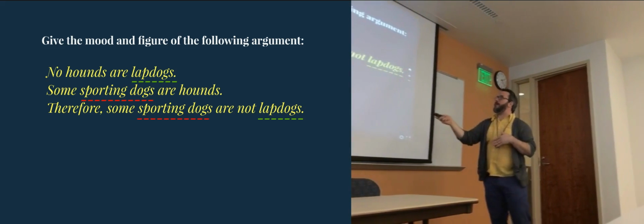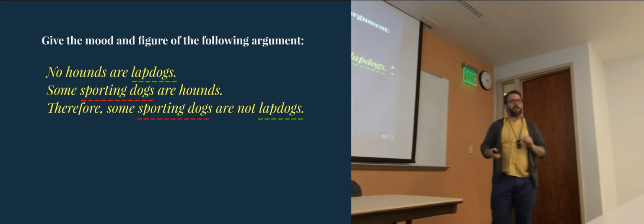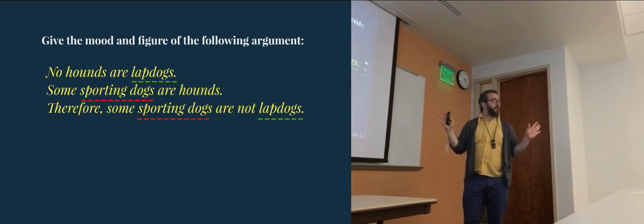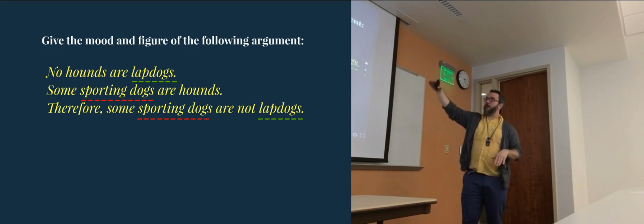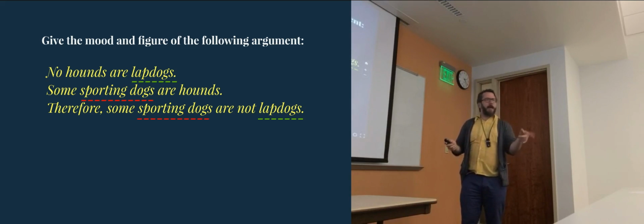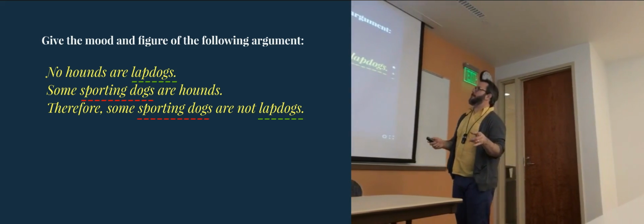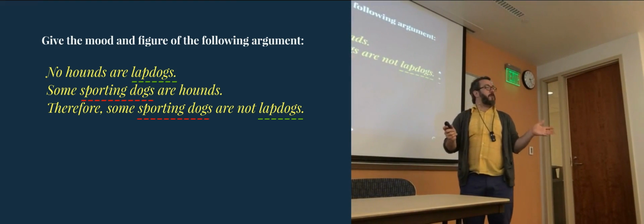My minor term is sporting dogs. There it is in my minor premise. Good, so this is in standard form. I've got major premise, minor premise, conclusion. And my middle term is hounds. Whoop. What's the mood?